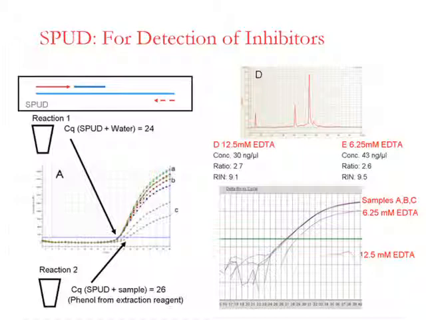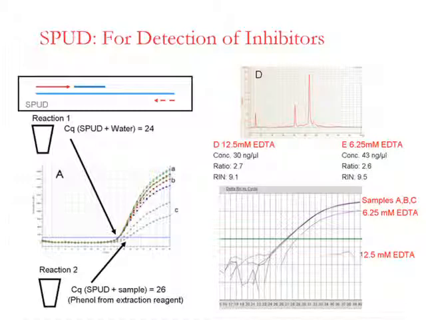However, if the reaction is run in the presence of an inhibitor carried through from sample, and in the example shown on the left here, we can see the presence of phenol left over in a sample from the extraction process. Now the assay has been inhibited. We're still detecting the SPUD, but we're detecting the SPUD at lower efficiency because it's inhibited by the sample.